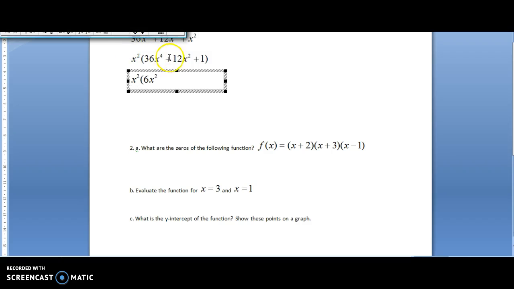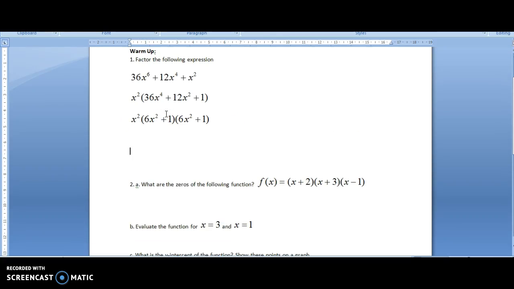Then, because the sign of the middle term, the 12, is positive, I'm going to add a 1, because that's the perfect square of 1. I'm going to close the bracket, and I'm going to write the exact same expression. So 6x squared plus 1. Close the bracket. That is how you factor a perfect square trinomial.